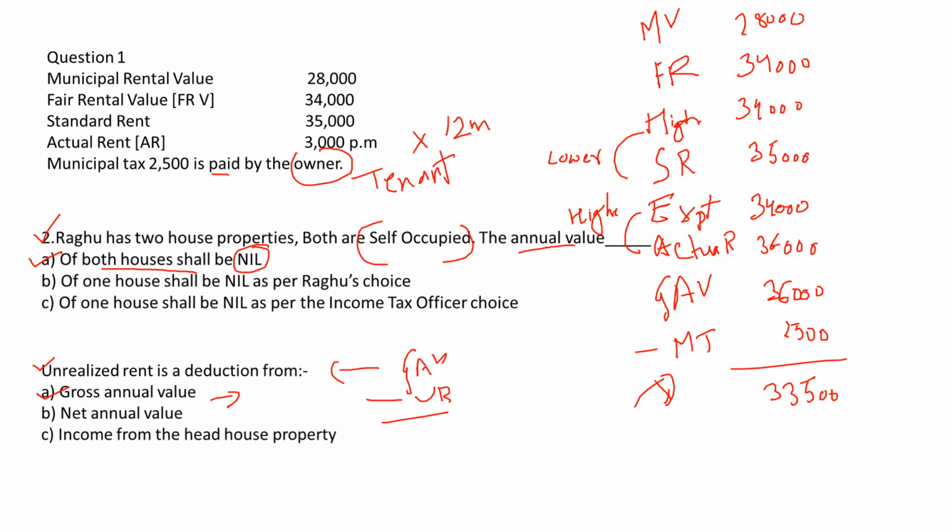So I hope it is clear. And the other questions of house property are being covered in part 2. Please check out that video for the questions. And also I will be covering Section 24B, the deductions for interest on loan, in detail. So thank you.